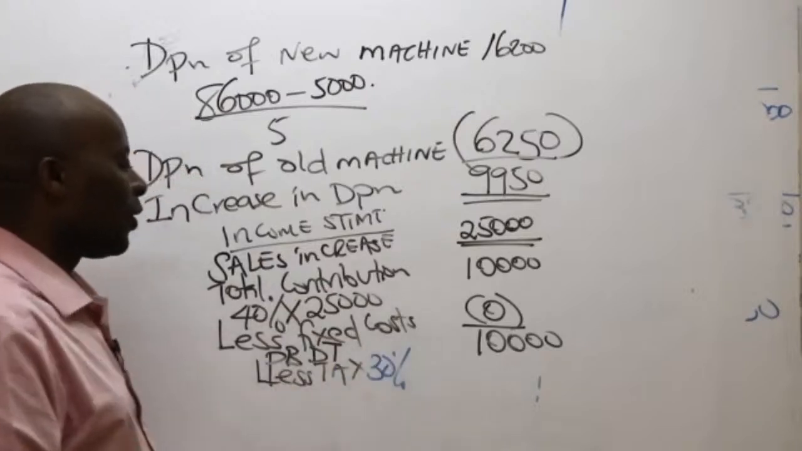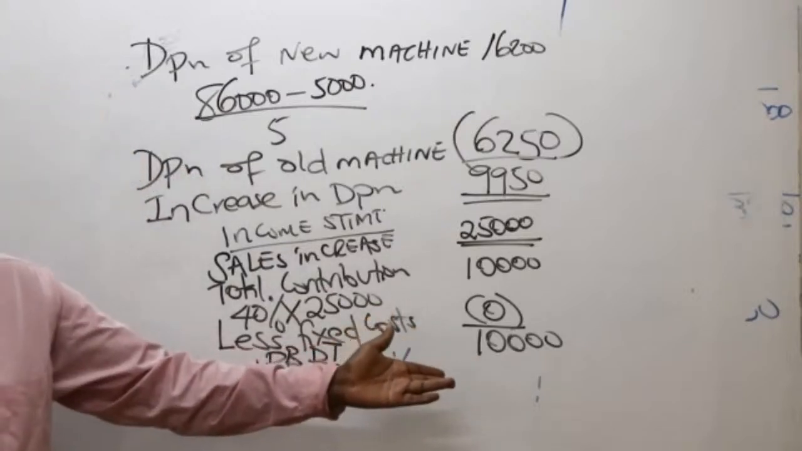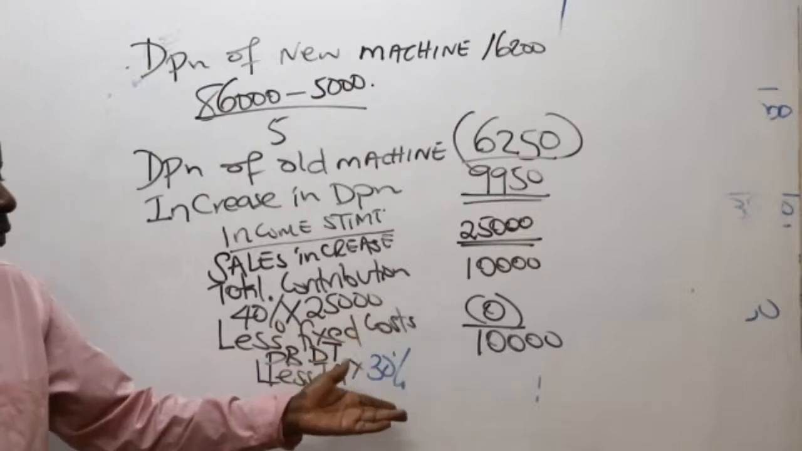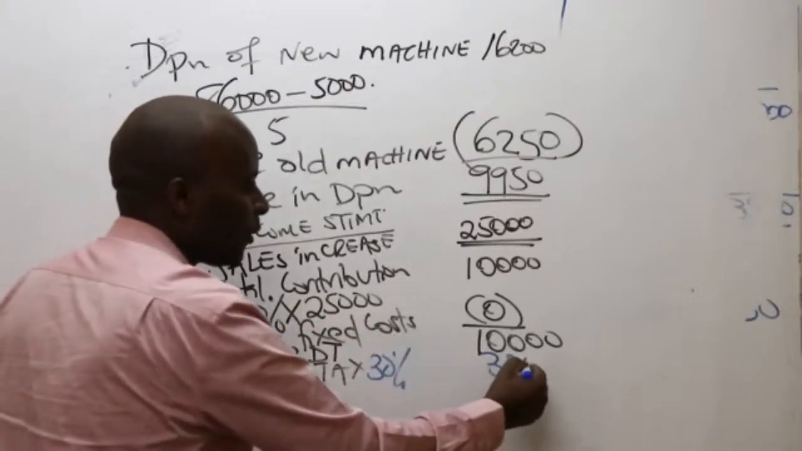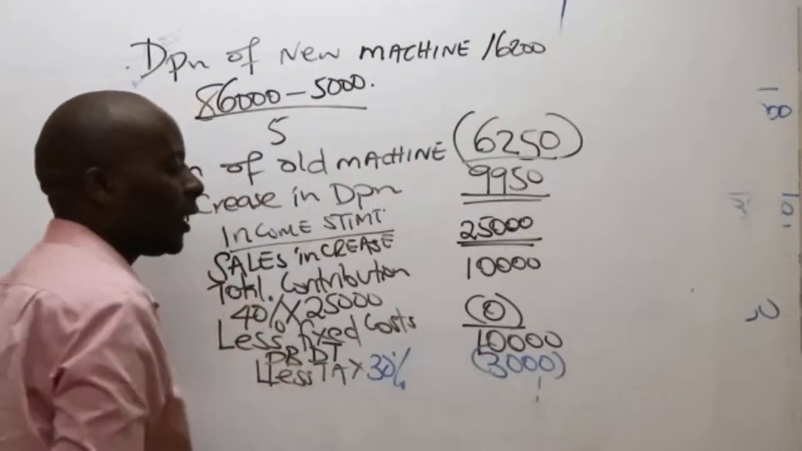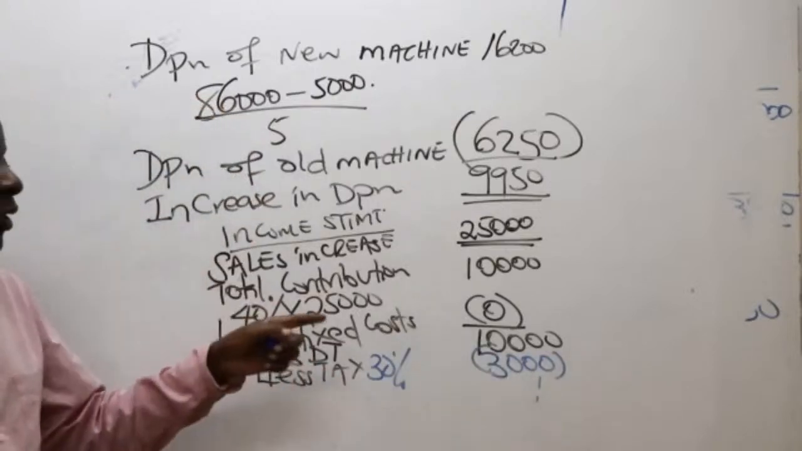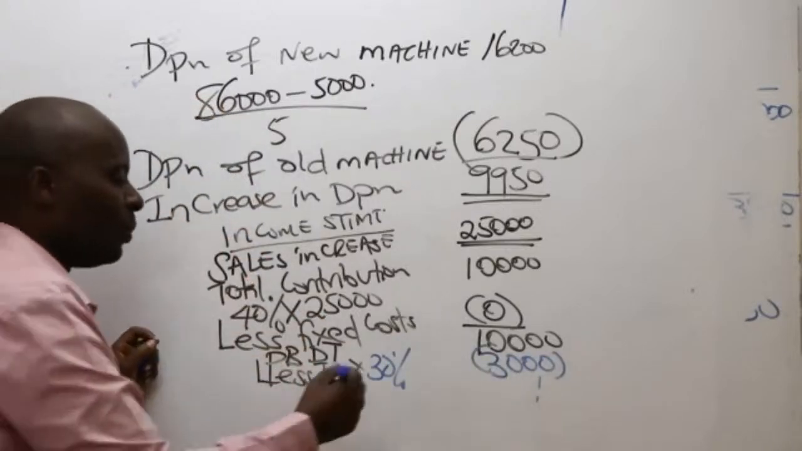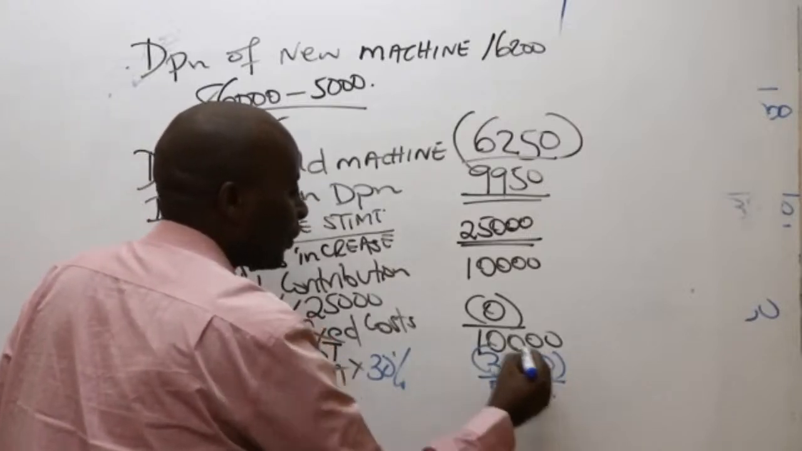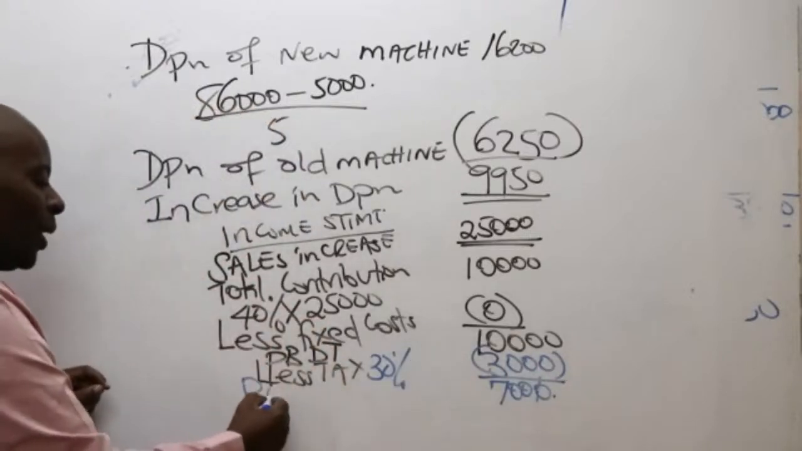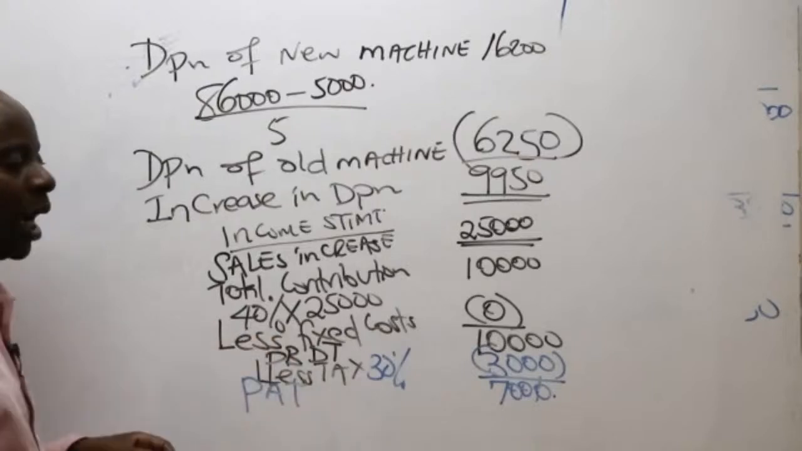So can somebody give me 30% of 10,000? This gives me what here? 3,000. Subtract like that. So 10,000 minus 3,000 will give me 7,000 shillings. So this is what we call the profit after what here? Tax.